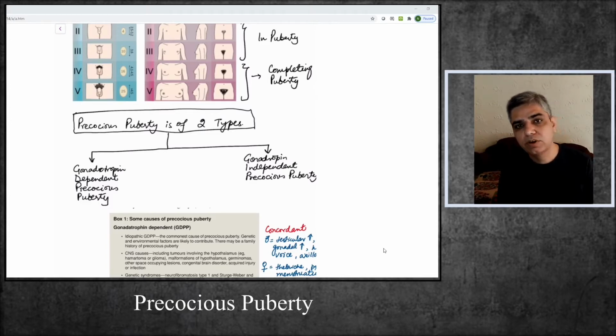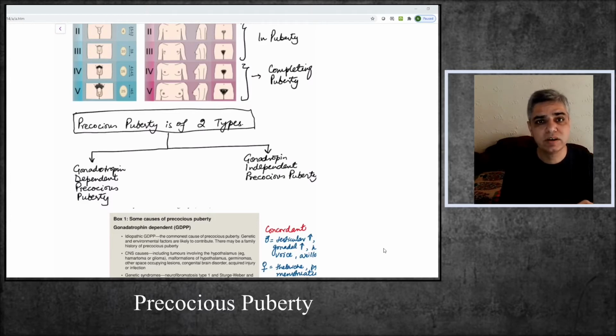The other one is gonadotropin independent precocious puberty, where most of the causes are peripheral. So an increase in peripheral hormones, like those secreted by the ovaries or testes or adrenals, the excess of those hormones can also lead to the appearance of certain secondary sexual characteristics, and that is what we call gonadotropin independent precocious puberty.